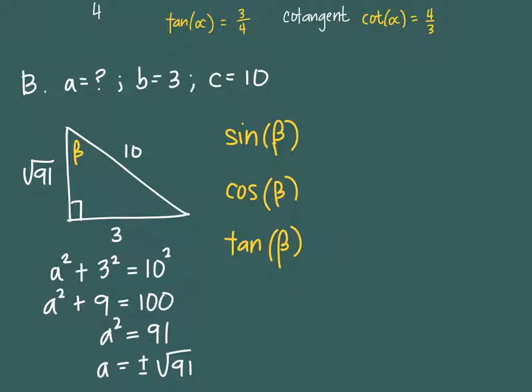So we want the sine of the beta corner. All right, Caden, you want to try it? Opposite of beta, and then hypotenuse of beta. 3/10. Perfect. Okay, Fraley, can you do the cosine of beta? So cosine would be adjacent to beta over the hypotenuse. Square root of 91, which can't be simplified, over 10.